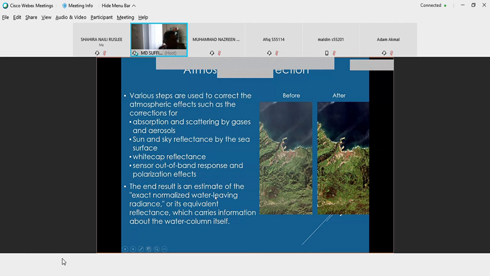So the end result is an estimate of the exact normalized water leaving radiance or reflectance, which carries information about the water column itself.